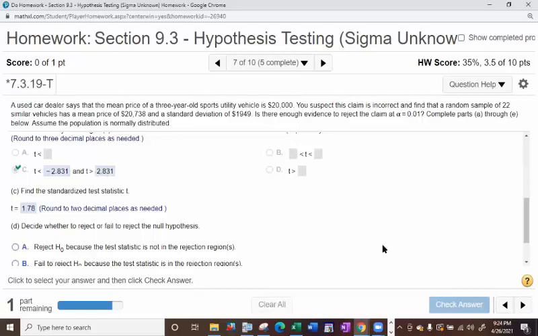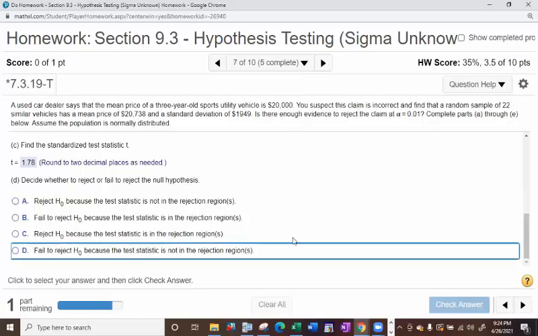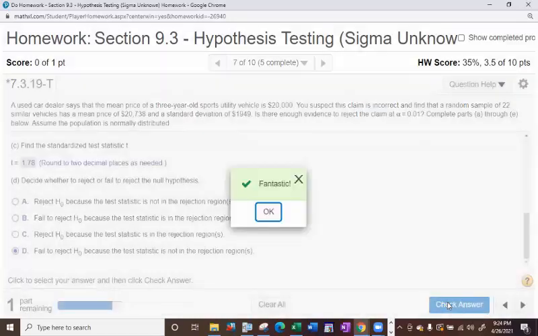So we learned from a mistake earlier. Make sure you realize there's 4 of these, but we fail to reject because the test statistic is not in the rejection region. That makes sense logically. B doesn't make any sense because fail to reject because it's in the rejection region. Huh? If it's in the rejection region, that would mean reject. Fantastic.